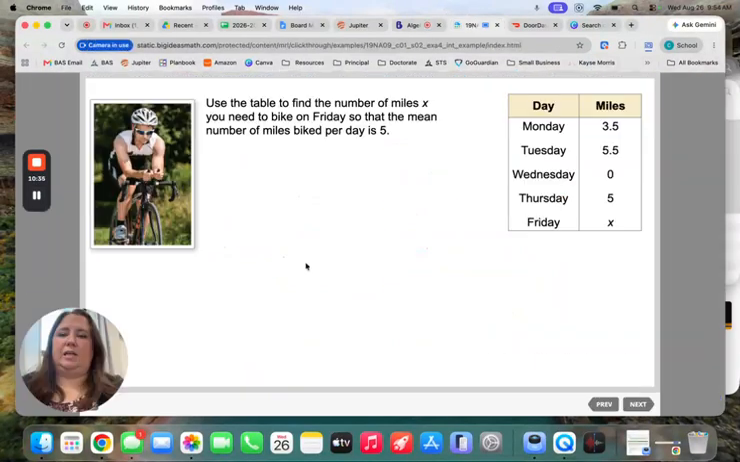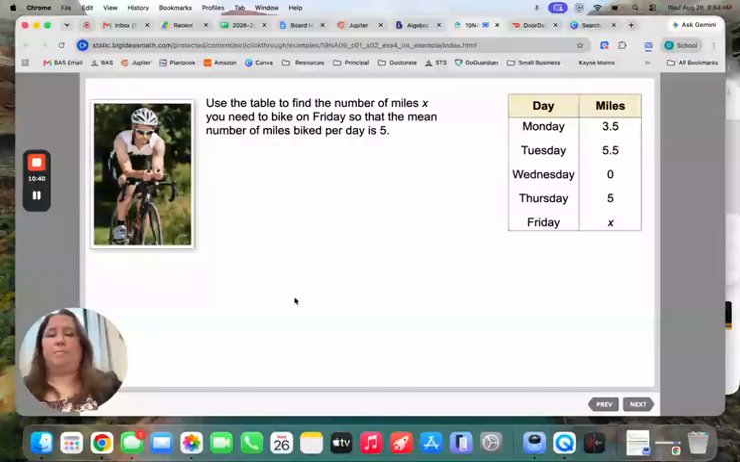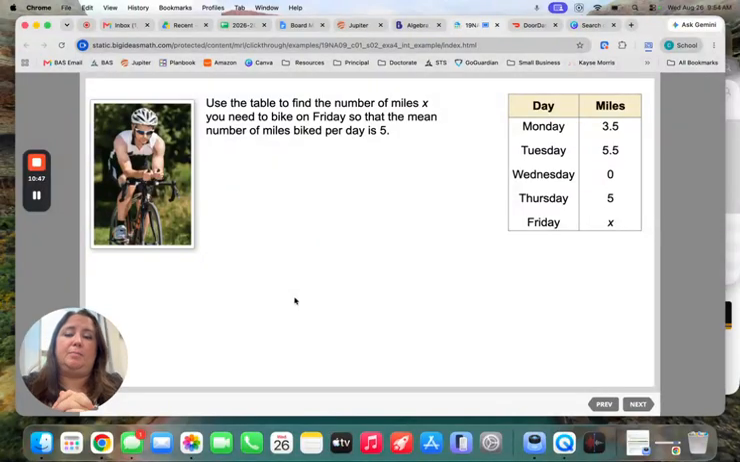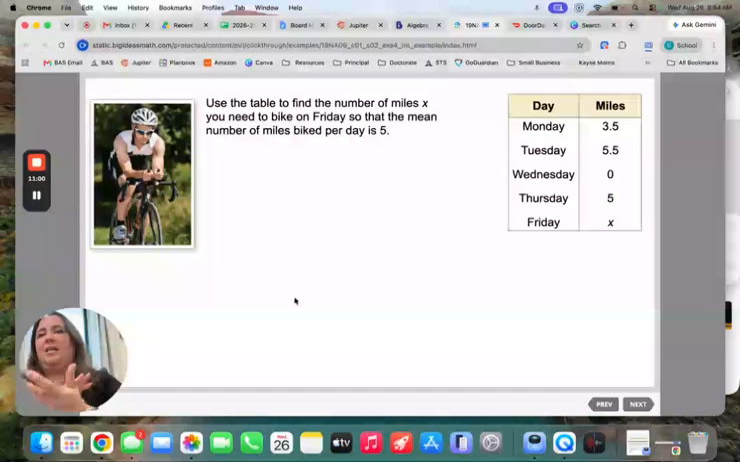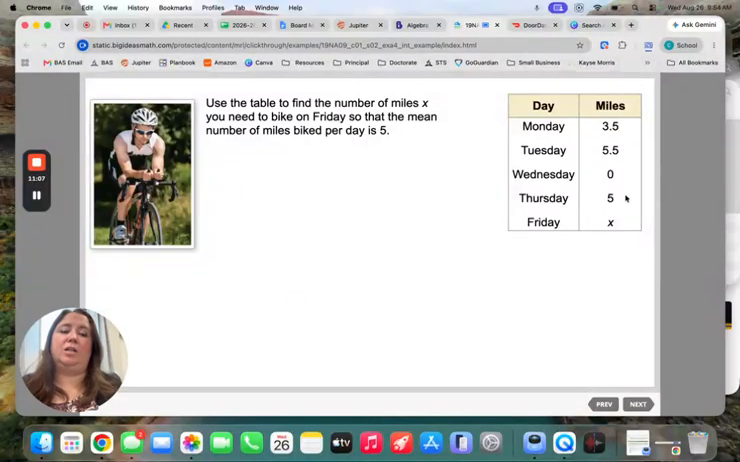All right, so we're going to do example, was this 4? Yes? Example 4. All right, so we're going to use the table to find the number of miles represented by X you need to bike on Friday so that the mean number of miles biked per day is 5. What is mean? Add them all together and divide by how many there are. What's another word for mean? Average. There it is.